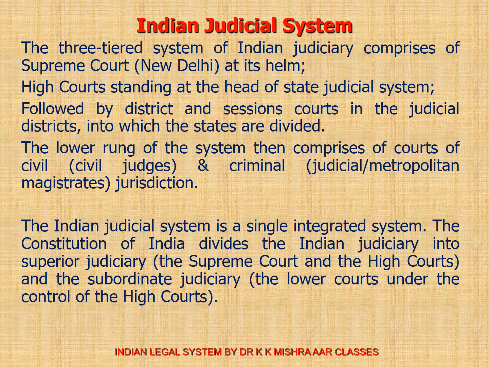The three-tiered system of Indian judiciary comprises the Supreme Court, that's in New Delhi, at its helm, High Courts standing at the head of the state judicial system, followed by district and sessions courts in the judicial districts into which the states are divided. The lower rung of the system then comprises courts of civil judges and criminal judicial metropolitan magistrates' jurisdiction. The Indian judicial system is a single integrated system.